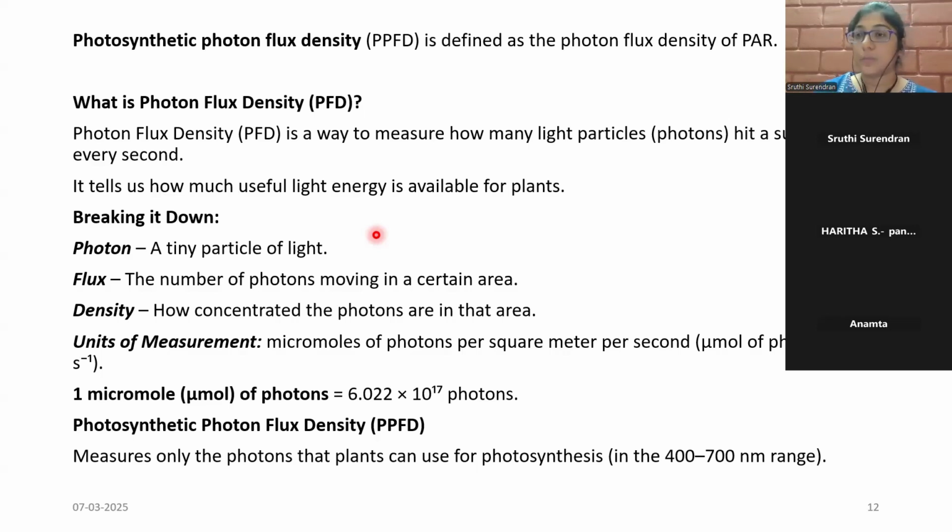Now, 1 micromole of photons, because our unit of interest is micromoles of photons per meter square per day, 1 micromole of photons is equal to 6.022 into 10 to the power 17 photons. So, it is saying that just like how 18 grams are present in 1 mole of water, here there are 6.022 into 10 to the power 17 photons when you consider 1 micromole of photons.